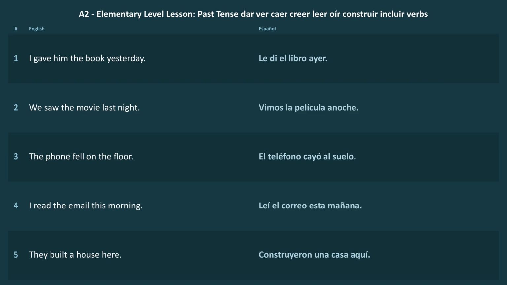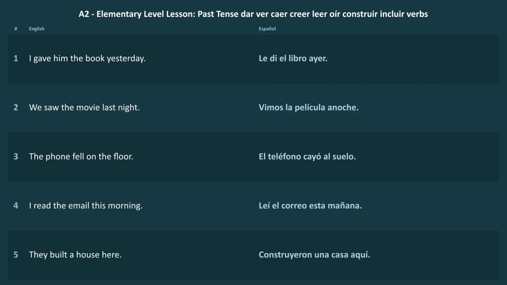Let's make this feel easy. Think of dar and ver as the tiny rebels. They're small verbs and their past forms are also small. Di, vi, no accent, no drama, tiny rebels. Then think of caer, creer, leer, oír, construir, incluir as the Y family in the past. When they move, they often move with a Y. Cayó, creyó, leyó, oyó, construyó, incluyó.